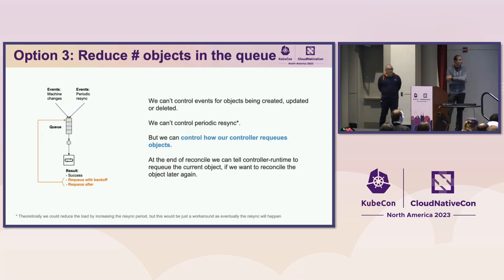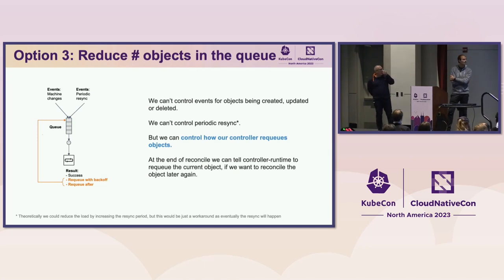Okay, so we talked about increasing concurrency. We talked about how to improve reconcile time. The third option is to reduce the number of objects in the queue. And if you remember from the previous slide, we don't have full control over this one. For sure, we cannot control how many clusters the user is changing, upgrading, creating, or deleting. For sure, we cannot control the controller runtime resync. Eventually we can make the resync less frequent, but sooner or later a resync has to happen.